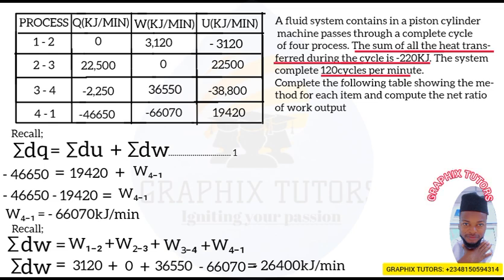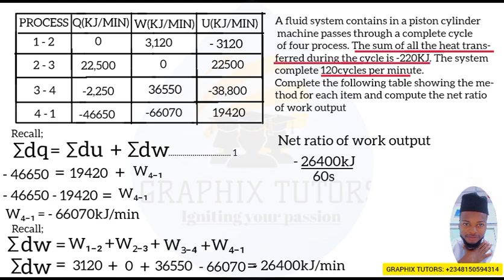So if you have gotten that, the net rate of work output, we want to convert it from kilojoule per minute to kilojoule per second, right? So that will be minus 26,400 divided by 60, because 60 seconds make 1 minute. So we'll now have minus 440 kilojoule per second. Now we know joule per second is the same as watts. So we'll now have this to be minus 440 kilowatts. Is that taken? So this is what we have. So we have successfully analyzed this problem.